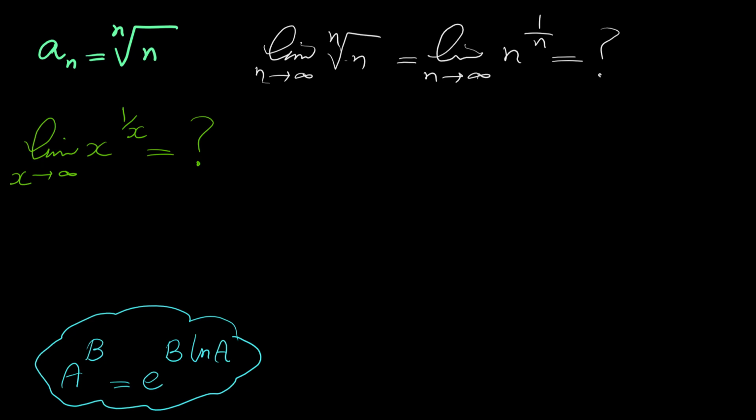Now, by using this relation for finding this limit, we can write this limit in the form of the limit as x approaches infinity of e to the power of b. What is b? b is 1 over x. Times ln of a, which is the base, ln of x.